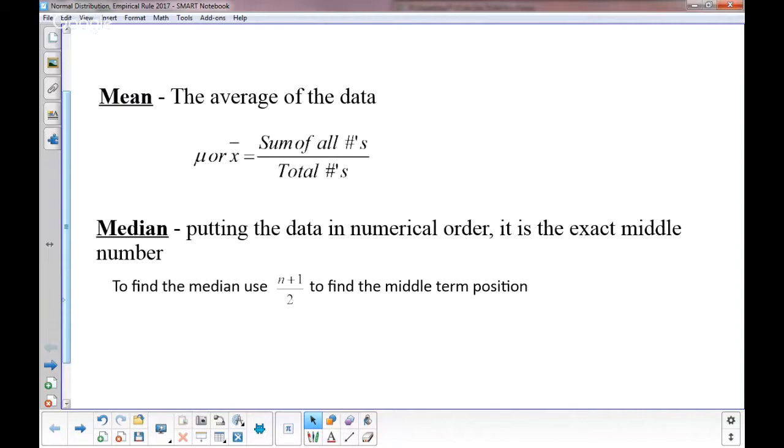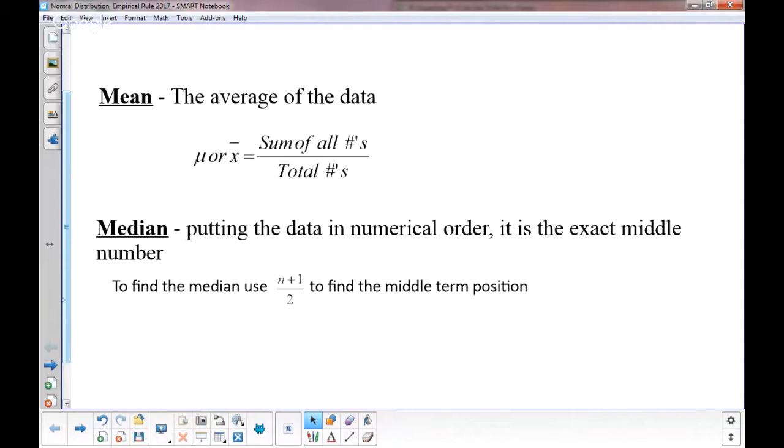And when you see that, mu or x bar, sorry, it's the sum of all numbers over the total number. So basically, guys, it's your average. You guys know what the mean is. It's your average. Median, we put the numbers in numerical order, and it's the exact middle number.